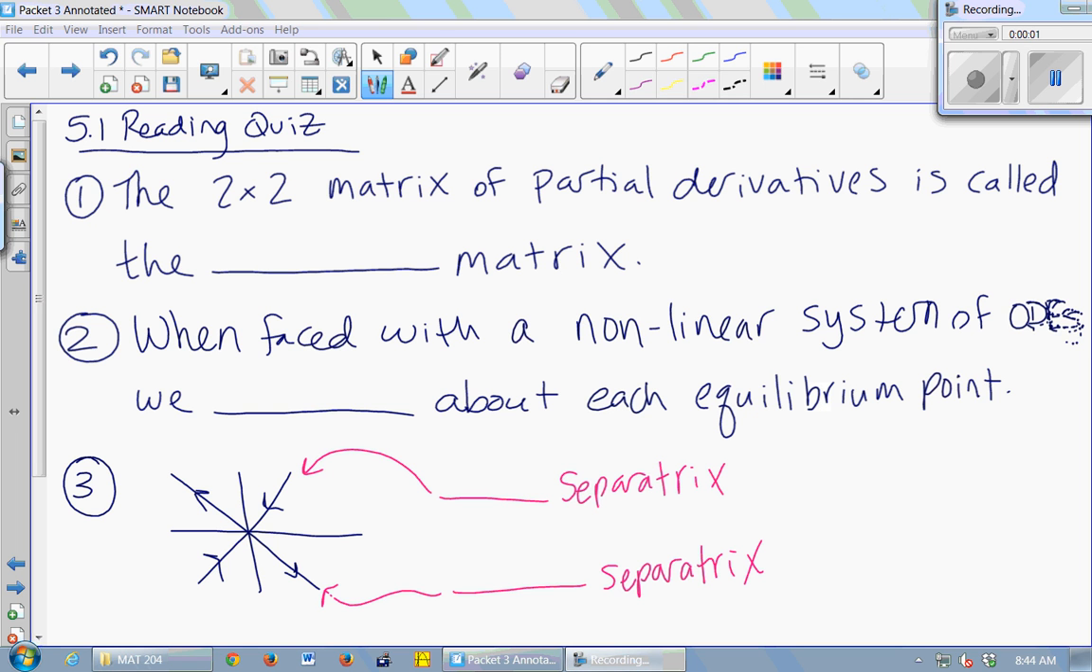Derivatives is called the Jacobian matrix. And when you're faced with a nonlinear system of ODEs, what do you do? Linearize it. You linearize it about each equilibrium point. And then in a saddle, when you have a saddle at an equilibrium point, the straight line solution that goes towards the origin is called the stable separatrix. And the one that goes away is called unstable.